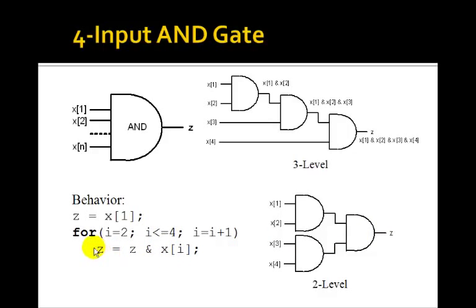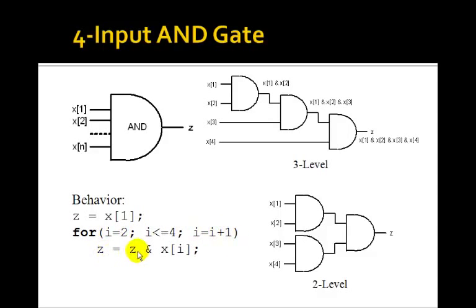Turns out we can use a for loop to represent this. We can say z equals x1. This is actually a Verilog statement. You can say for I equals 2, I less than or equal to 4, and I equals I plus 1. You go through this loop until I becomes greater than 4. Each time through the loop you increment I by 1.